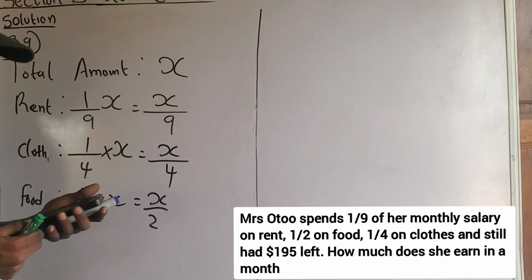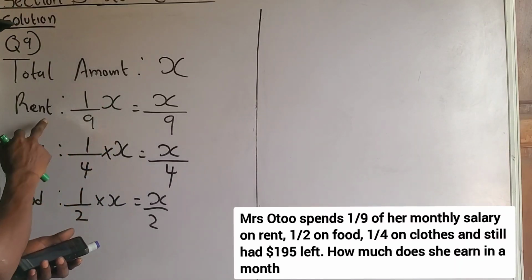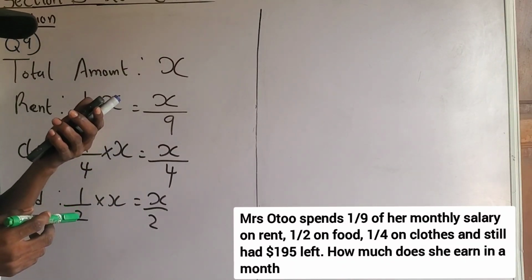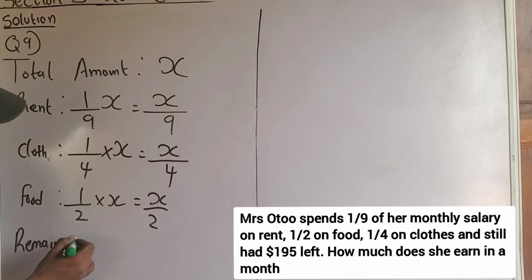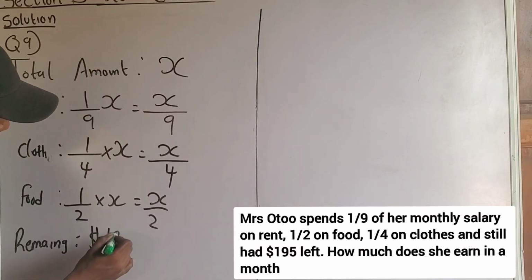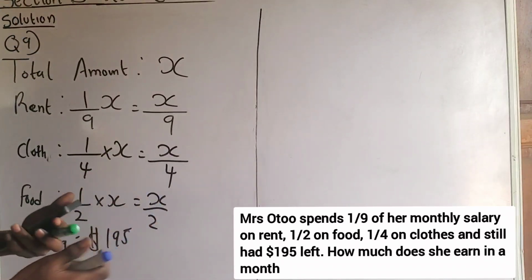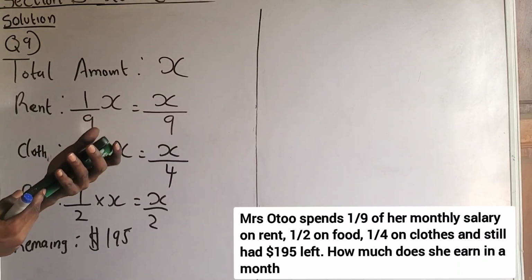Are you getting it? So now, having spent all this amount on rent, clothes, and food, she still had $195 amount remaining. $195. Now we are asked to calculate the amount of money that she earns in a month.